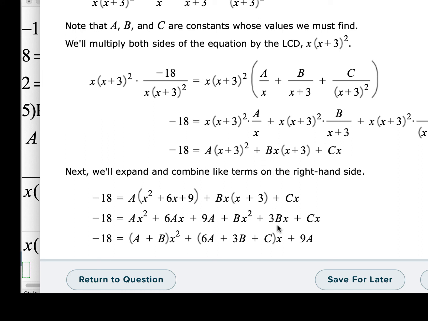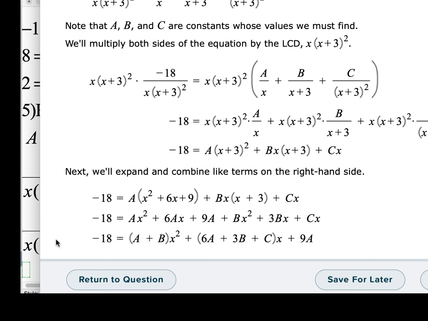Then we're going to group all the x terms together. So I have a 6ax, a 3bx, and a cx. So I put all those together, the 6a, the 3b, and the c times x. And then the 9a doesn't have an x multiplied by it, so it's the constant you can think of. And then I have an ax squared and a bx squared. So I have a plus b times x squared. So we've grouped all the like terms together and then factored out the x squared and the x.